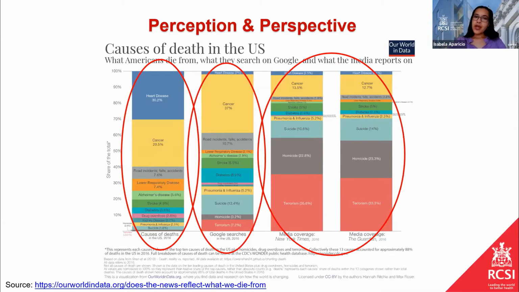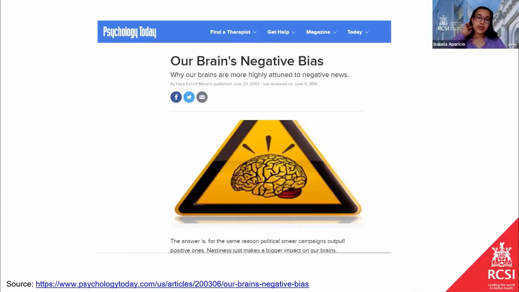So what strikes me the most is that although heart disease was causing 30% of the deaths in the US in that particular year, it was pretty much neglected. Whereas people were much more focused on homicide and terrorism, which together cause less than 1% of deaths. So there are many explanations for this, but one that I would like to focus on is what psychologists now are calling our negative bias.